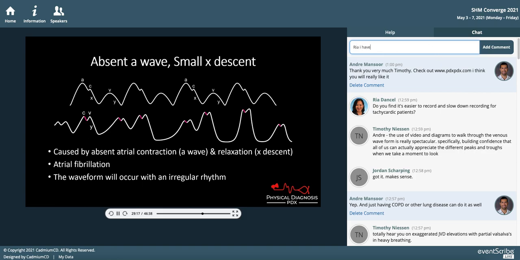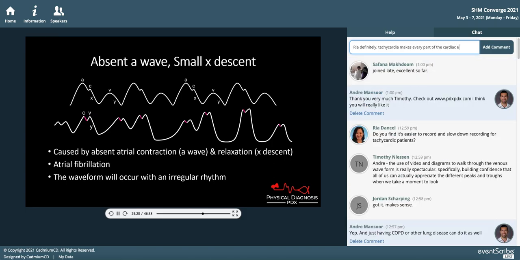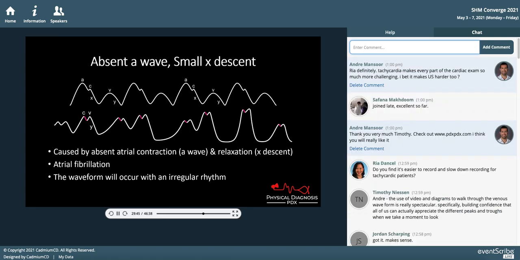The A wave is caused by right atrial contraction, as we just reviewed, and the X descent is caused, at least in part, by right atrial relaxation. So what condition results in a loss of coordinated atrial contraction and atrial relaxation? Well, that's atrial fibrillation. This waveform will also be occurring in an irregular rhythm. At the bedside, what you'll see here is simply a descent. You don't really see the C or V waves. You don't see the X descent. You will simply see a single descent, the Y descent, and it will be occurring at irregular intervals.